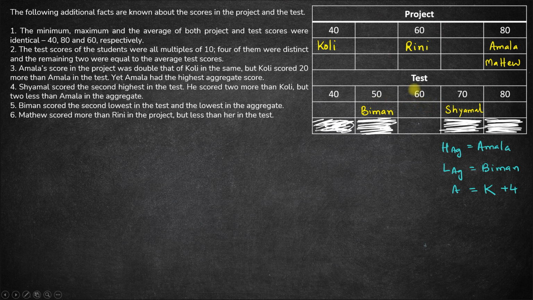So now there are 2 possibilities for Amala and Koli in test. Koli scores 20 more than Amala. So either you can have Amala scoring 40, so Koli will score 60, or Amala scores 60 in test and Koli will score 80 in the test. These are the 2 possible cases that we have for Amala and Koli based on this third point. Now let's see, let's start from this point here. Amala scores 4 more than Koli overall.